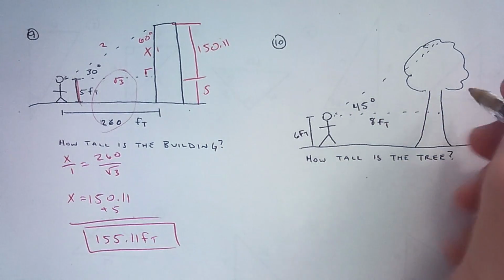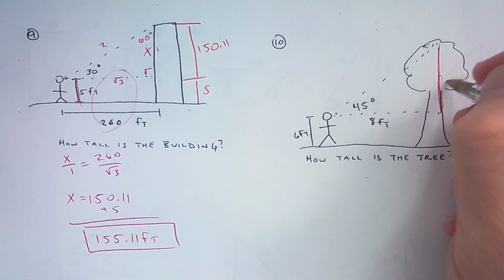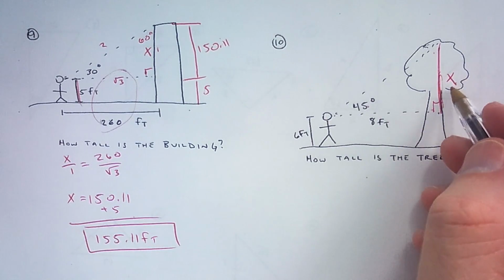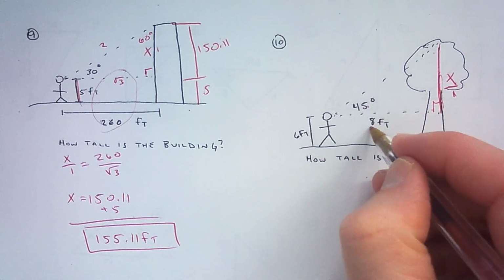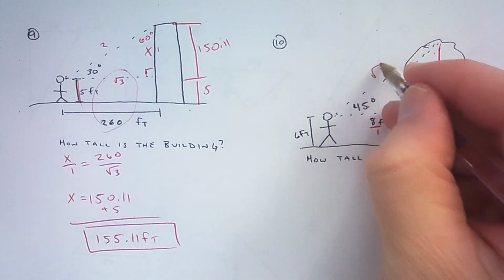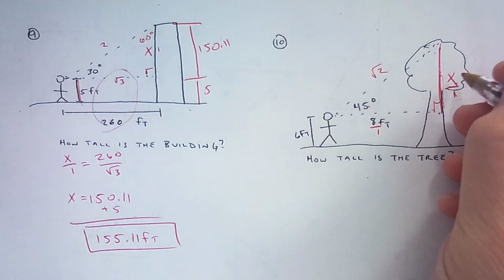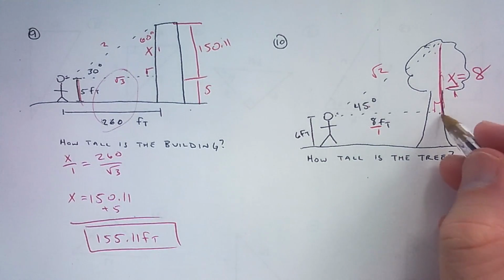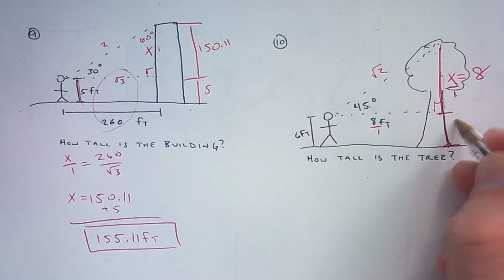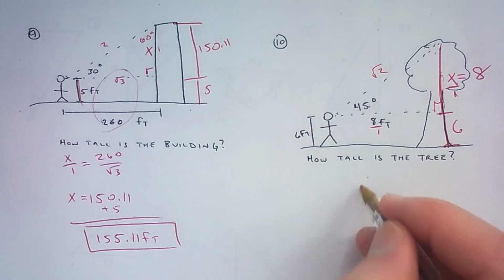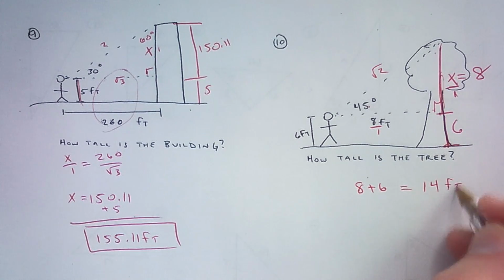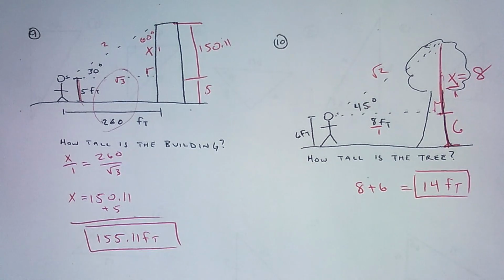Then how tall is this tree? So we're going to find this right here, and this is a 45, 45, 90. So we have the two legs, both over 1. The hypotenuse is over the square root of 2, which means this right here is 8. But we have to add this much right here, which is 6. So 8 plus 6 is 14. The tree is 14 feet tall.